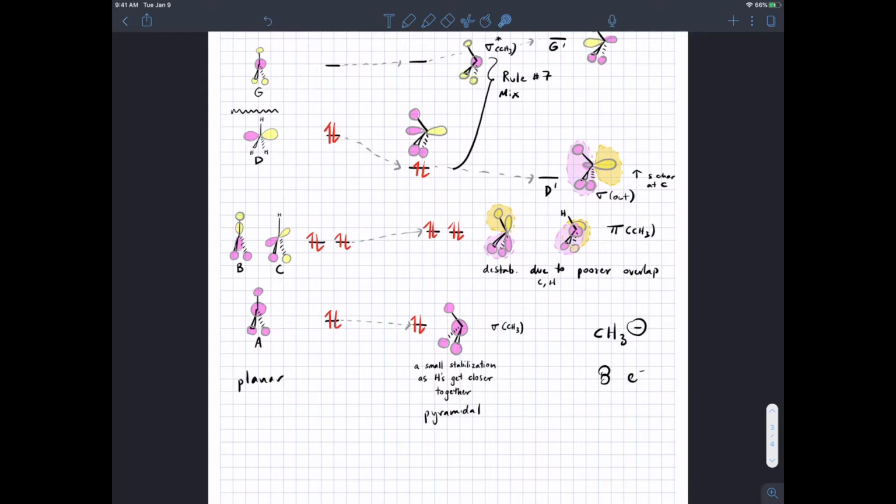But in terms of our MO picture, it's this difference between the p orbital in planar versus the sigma out orbital. And I'm sorry, I should have just put these electrons over here. The sigma out orbital in D prime. So the sigma out orbital is what we consider the final result of the Walsh diagram. That little thing in the middle is just an intermediate conceptual step.